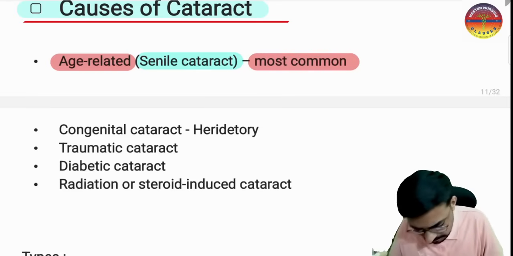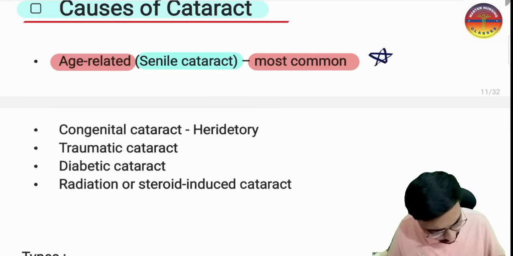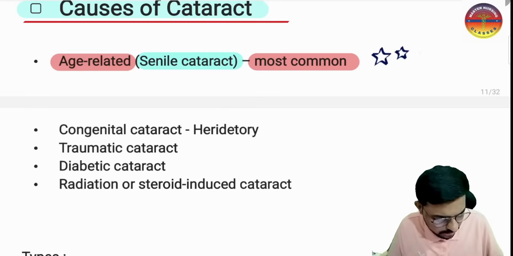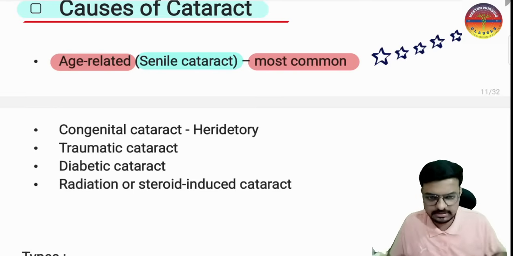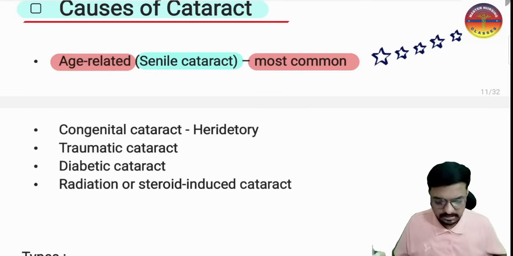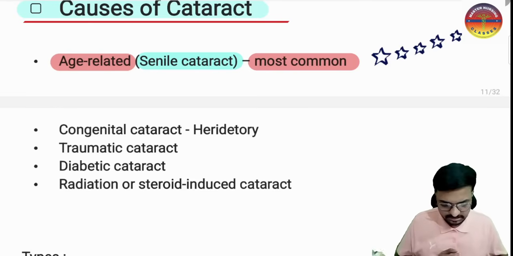I hope it is very much clear, and this is a 5-star point for your exam. Okay, yes sir, so 3-star, 4-star, and 5-star. I hope it is very much clear, right? And you become the next Master Nursing Classes star.